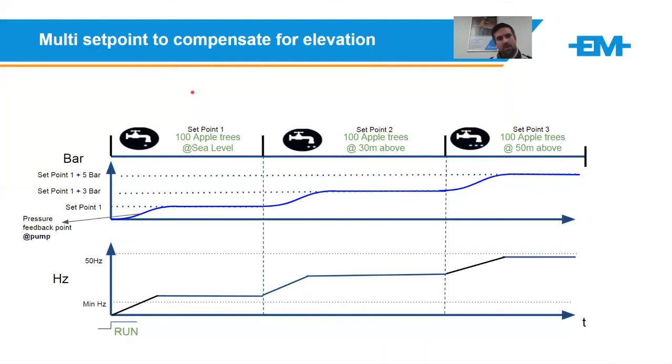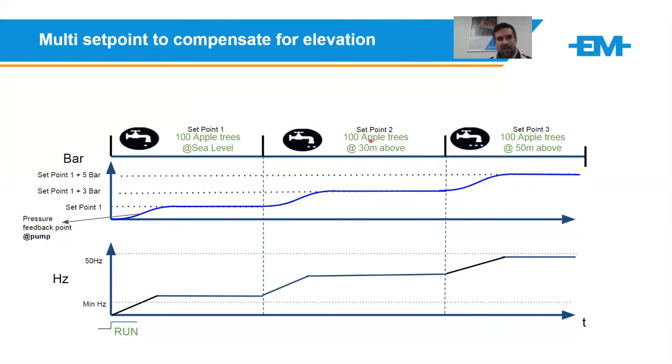Another application would be to compensate for elevation. If you're farming on the side of a mountain or in the hills, for instance, this is probably something that you would do quite often. If you are watering the same amount of apple trees, set point 1, set point 2, and set point 3, or zone 1, 2, and 3 on your farm.